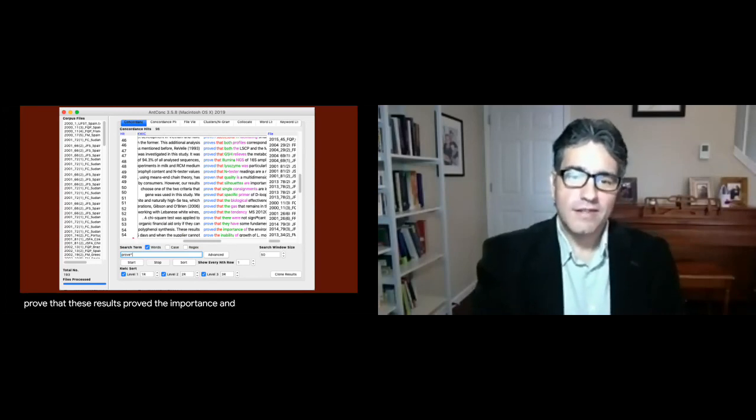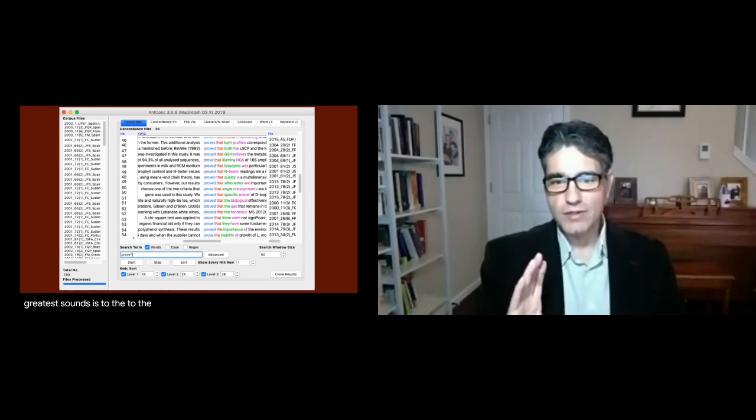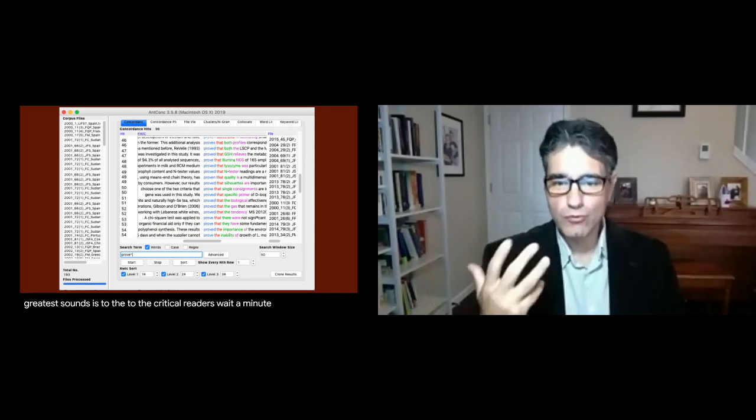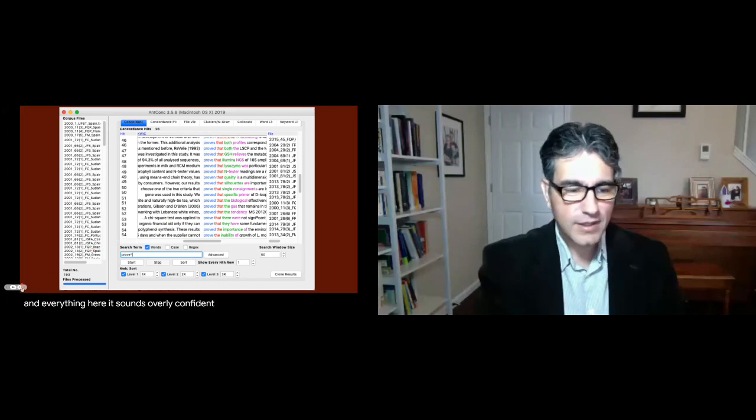And the effect of the way this sounds to the critical reader is, wait a minute, you haven't proven everything here. It sounds overly confident. And so what does this do? This just raises the suspicion of the naysayer and weakens the effect of what you want to create as the author of the article.